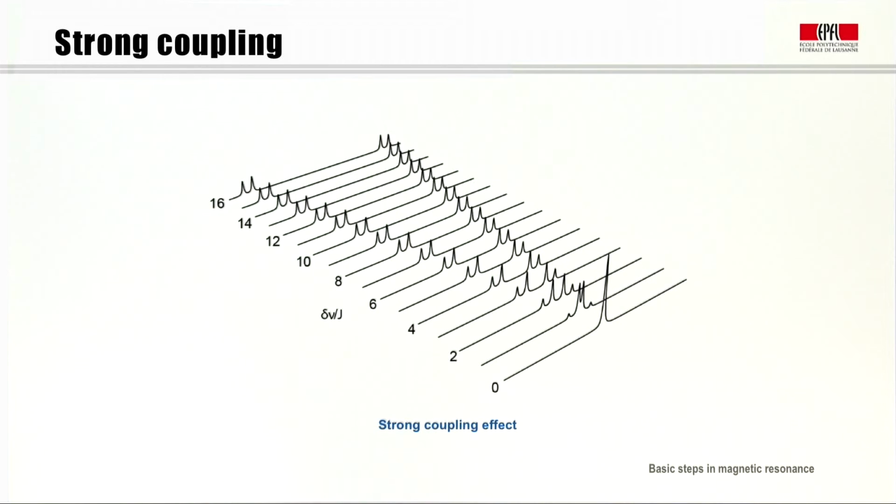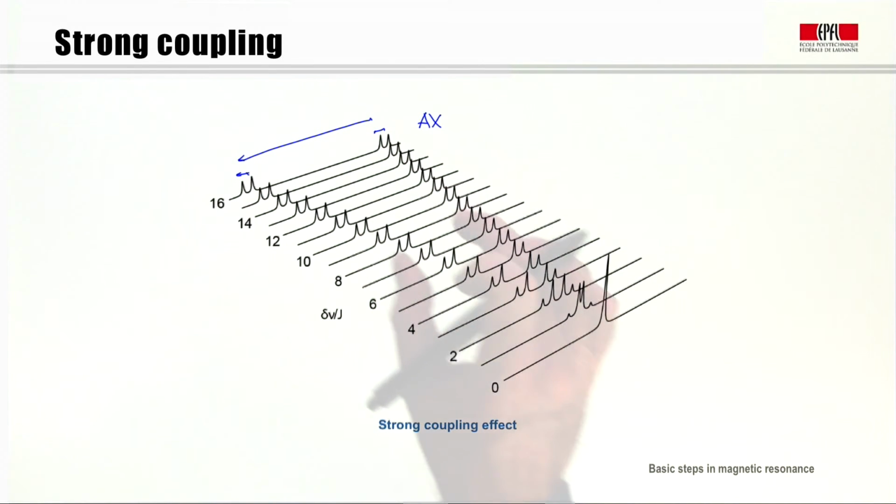There is an interesting phenomenon in scalar-coupled multiplets, and this is known as strong coupling, or sometimes known as second-order coupling. And you can see that we have a system that evolves from a case where the J splitting is much smaller than the difference in chemical shifts. And in this case, we speak of an AX system.